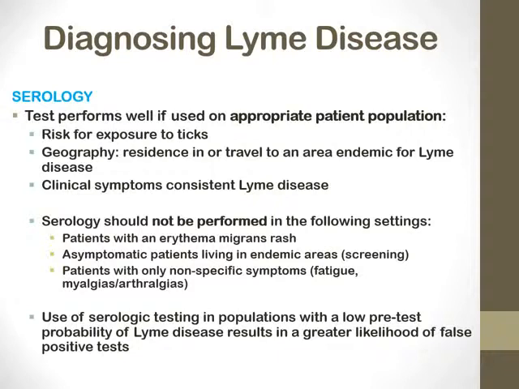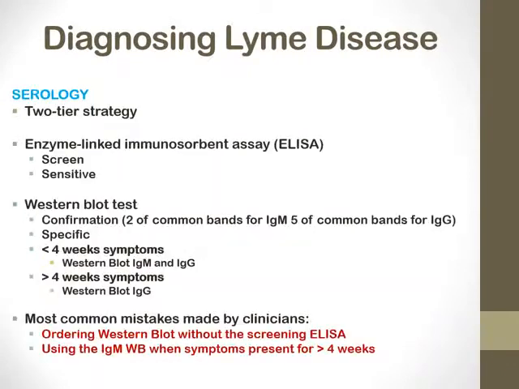Again, having one of either E. migrans or early disseminated or late manifestations that we talked about. You shouldn't perform serology in patients solely with an E. migrans rash. Why? Again, you don't expect the serology to be positive yet. You don't want to use testing as a screening method on asymptomatic patients. And testing patients with only non-specific symptoms is more likely to produce false positive results rather than true results.